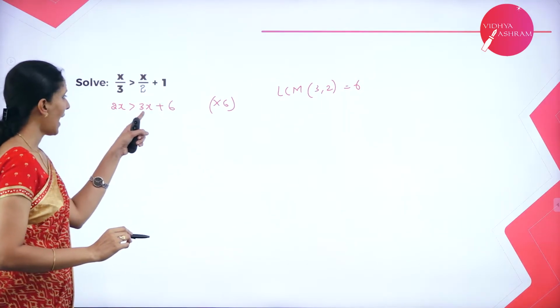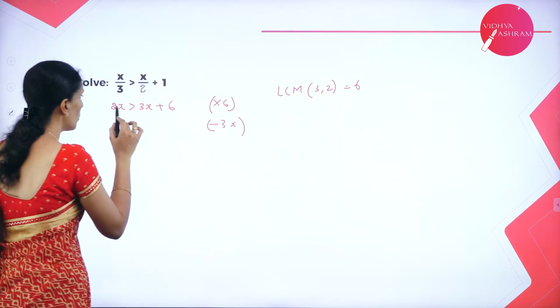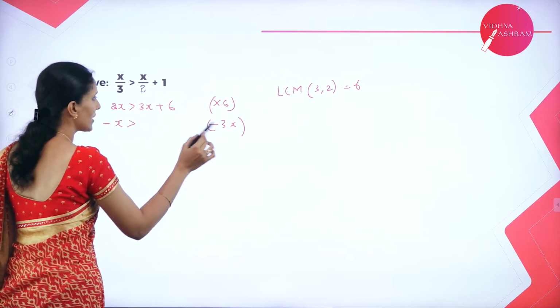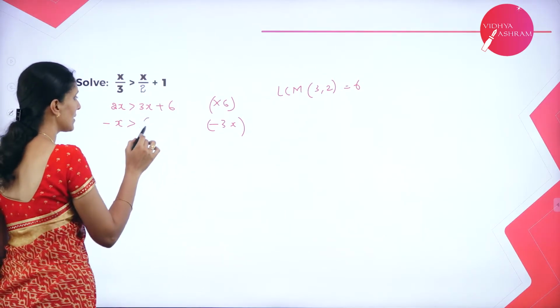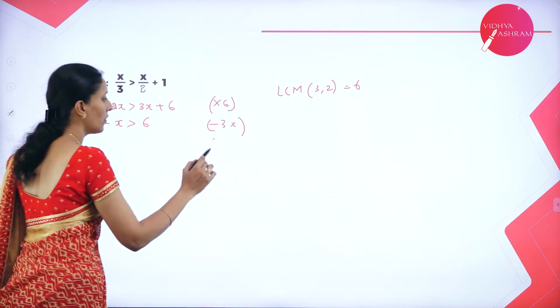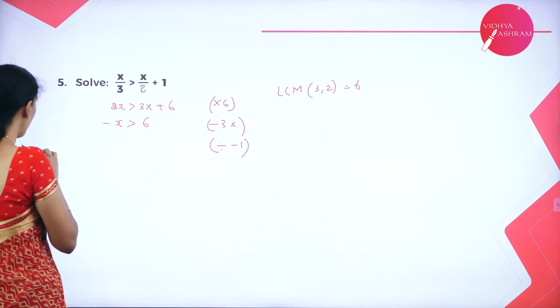Now here, I'll subtract 3x on both sides. So 2x minus 3x is minus x, greater than 3x minus 3x is 0, and 6. Now I have here a minus, which I don't need. So what I'll do, I'll divide by minus 1, or you can multiply by minus 1.